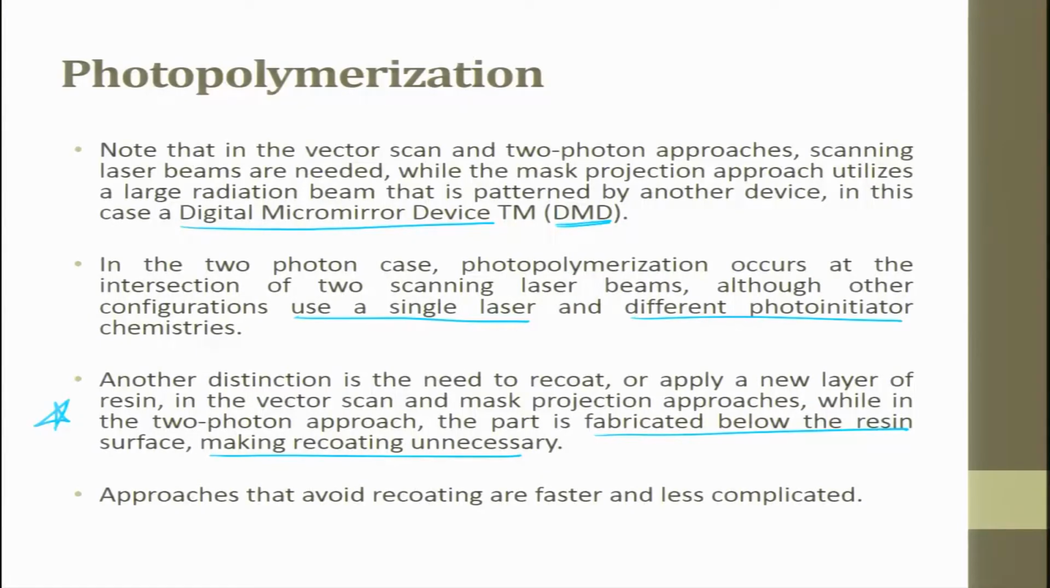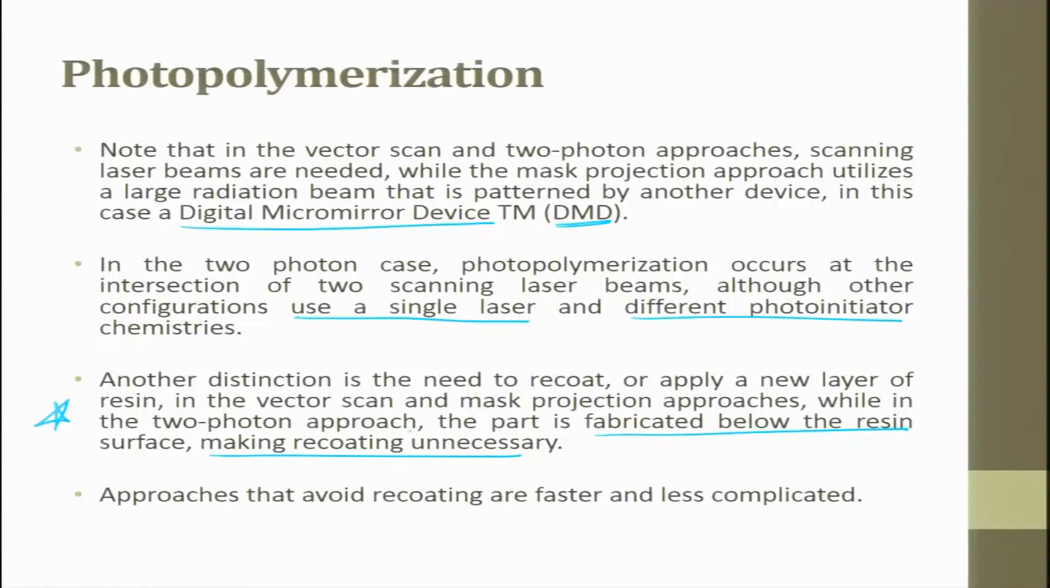As I told you, the wave pattern on top of the surface of the photopolymer, if it is not made flat, the process efficiency falls down drastically. The curing does not happen properly. So, there is a possibility of defects like shrinkage or warping in due course of time. In order to avoid that, in the two photon approach, the part is fabricated below the resin surface, making recoating unnecessary. The approaches that avoid recoating are faster and less complicated.